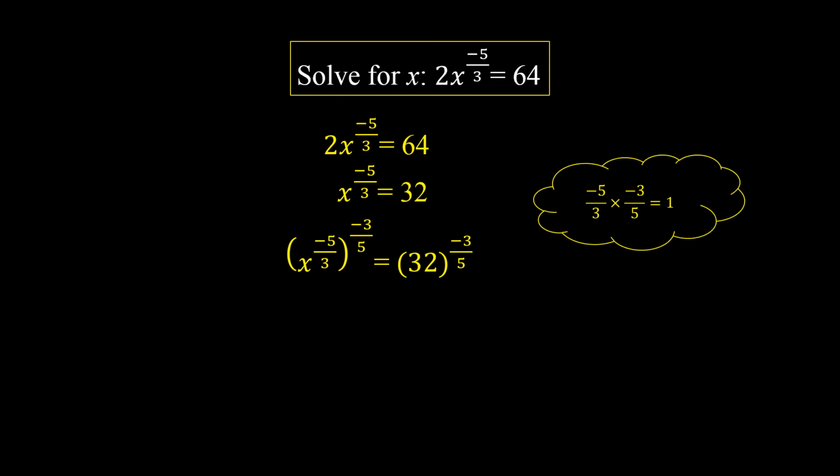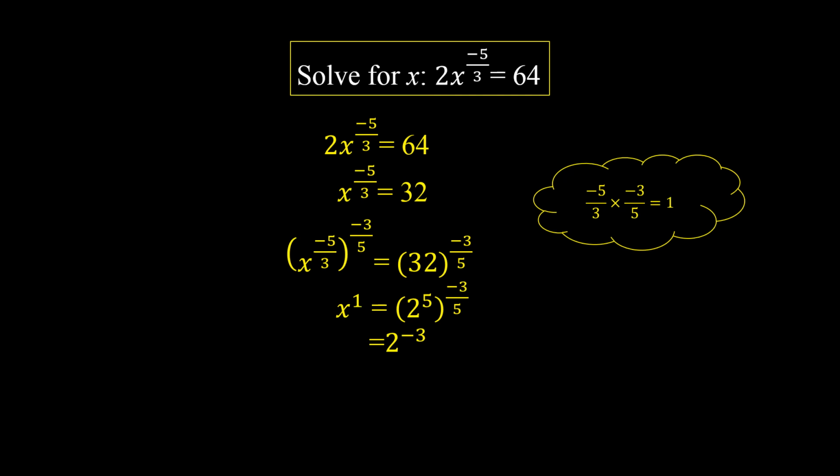Okay. Then if the question is demanding not to use the calculator, we have to write the following steps. On the left hand side we will get x to the power 1, or x. On the right hand side, 32 is a power of 2. We can change it into 2 to the power 5. 5 times minus 3 over 5 will give us 2 to the power minus 3, which is 1 over 8.